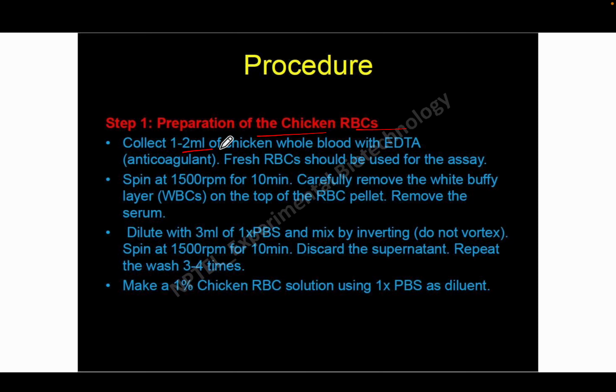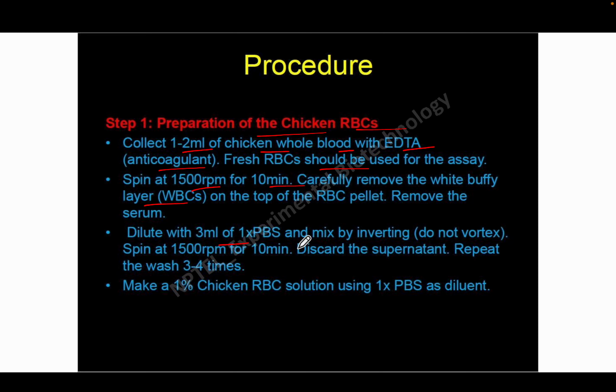So you have to collect 1 to 2 ml of chicken whole blood, and we'll discuss why you are using these chicken RBCs. So 1 to 2 ml of chicken whole blood with EDTA. EDTA is an anticoagulant, so your RBCs won't get coagulated. Fresh RBCs should be used for the assay. You spin at 1500 rpm for 10 minutes. Carefully remove the white buffy layer on the top of the RBC pellet. Remove the serum.